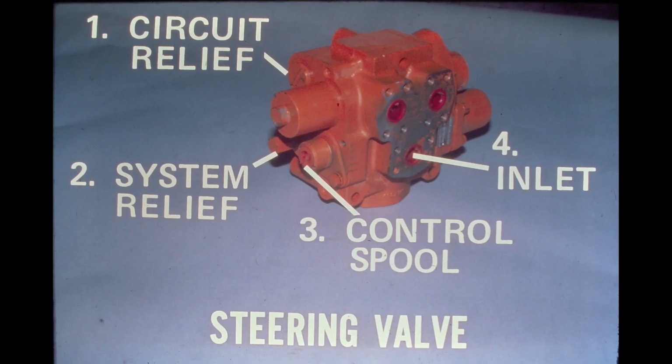The steering valve is shown here removed from the machine. 2 circuit relief valves are housed in the steering valve. A circuit relief valve is located under the plug on either side of the steering valve. A system relief valve is located to the side of the control spool. The control spool is connected to the linkage.